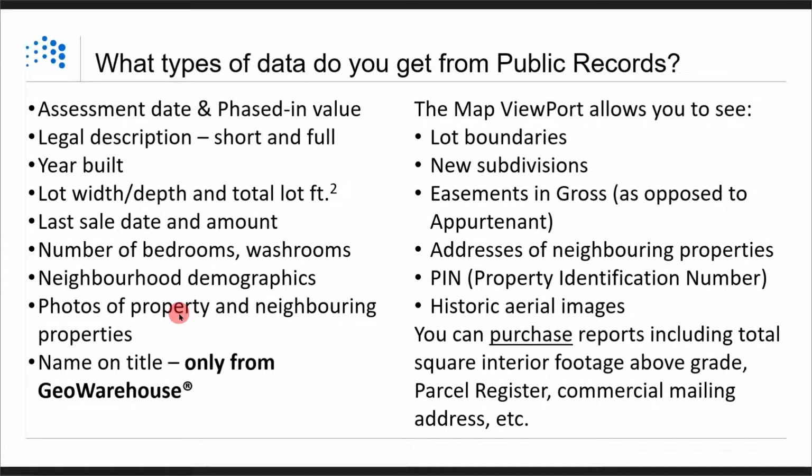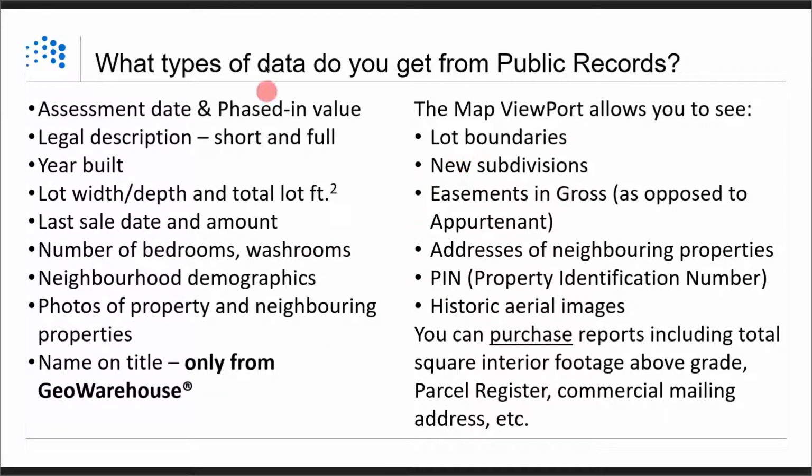Now, if you want to get name on title, Property Line doesn't have that. You have to go to Geo Warehouse for that. That's where you can get name on title. Geo Warehouse also has historic sales. So if you want to see who bought the property before the current owners and what they paid for it and when, you'd be able to get that at Geo Warehouse.